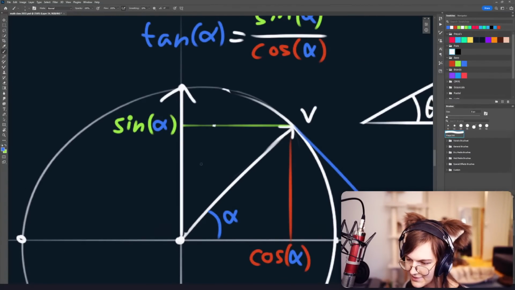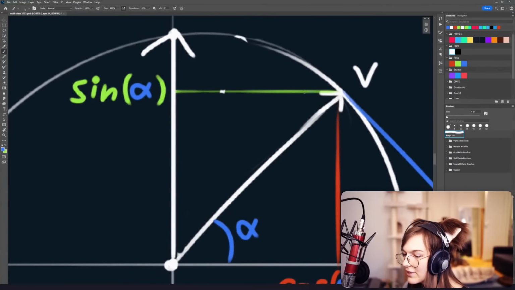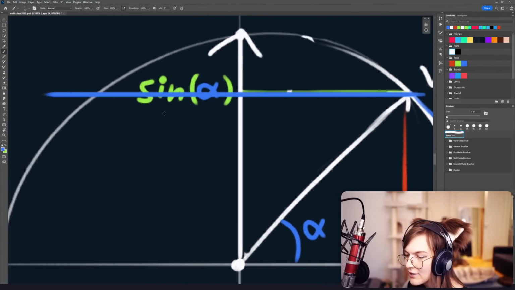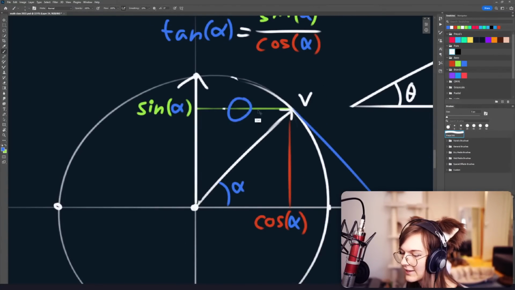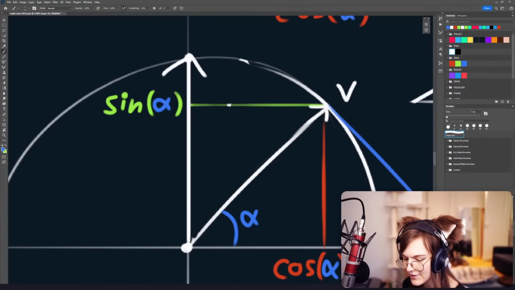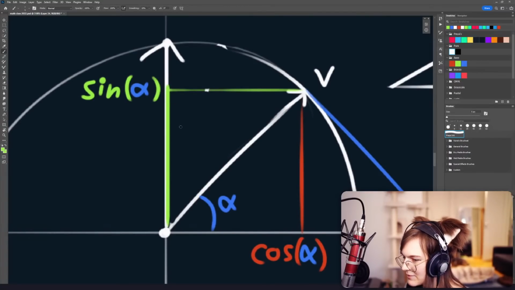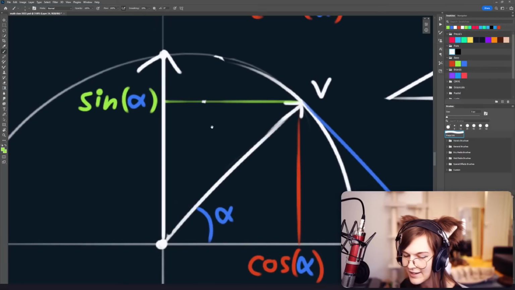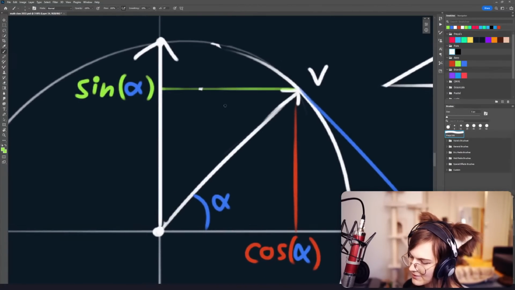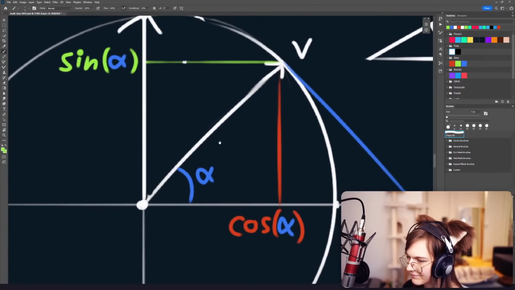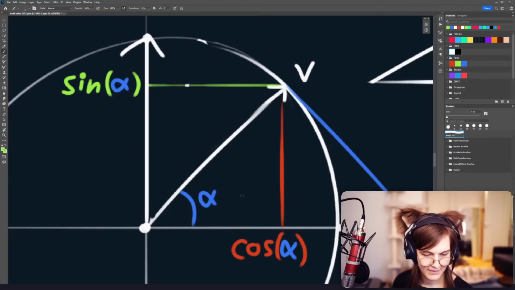I thought the green line was sine. It is. It's just that the green line represents the y coordinate, not the length of the green line. So sine of alpha is the vertical coordinate of this line, but not the length of the line. The length of this line is cosine. So it can be a little bit confusing which one you're interpreting it as, and so it can go either way.